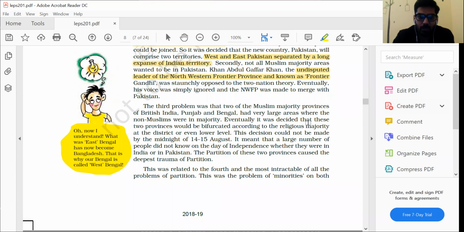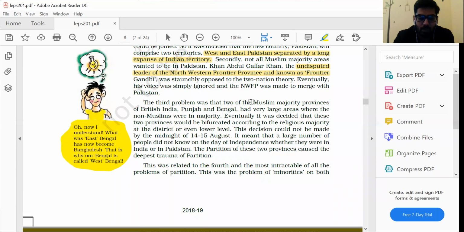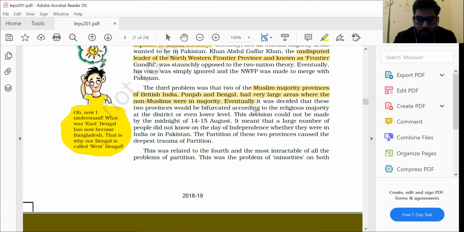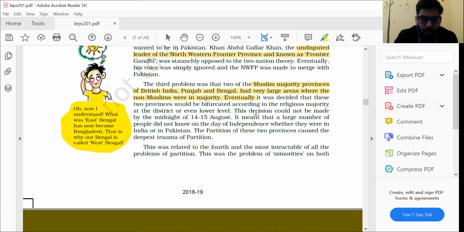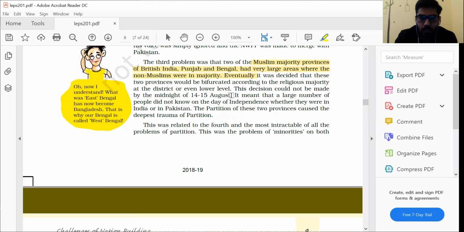Now, the third majority problem was that the two Muslim majority provinces of British India, Punjab and Bengal, had very large areas where the non-Muslims were in majority. So despite these provinces being Muslim majority, there was a sizable population of non-Muslims there. So these provinces were bifurcated. Lahore went there, Amritsar stayed with us. Dhaka went there, Calcutta stayed with us. So Muslim majority went there, Hindu majority stayed here. On 14th or 15th of August 1947, these decisions were made and implemented.